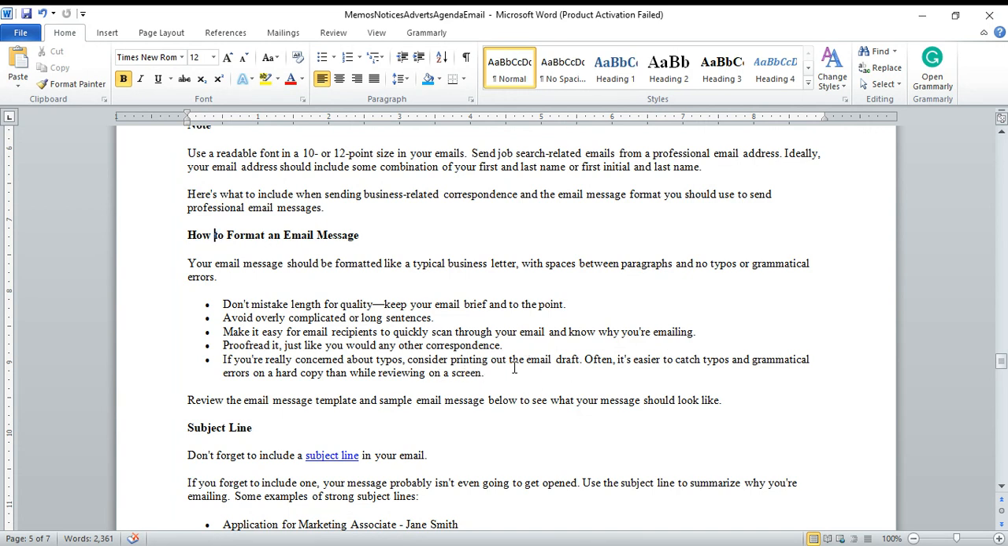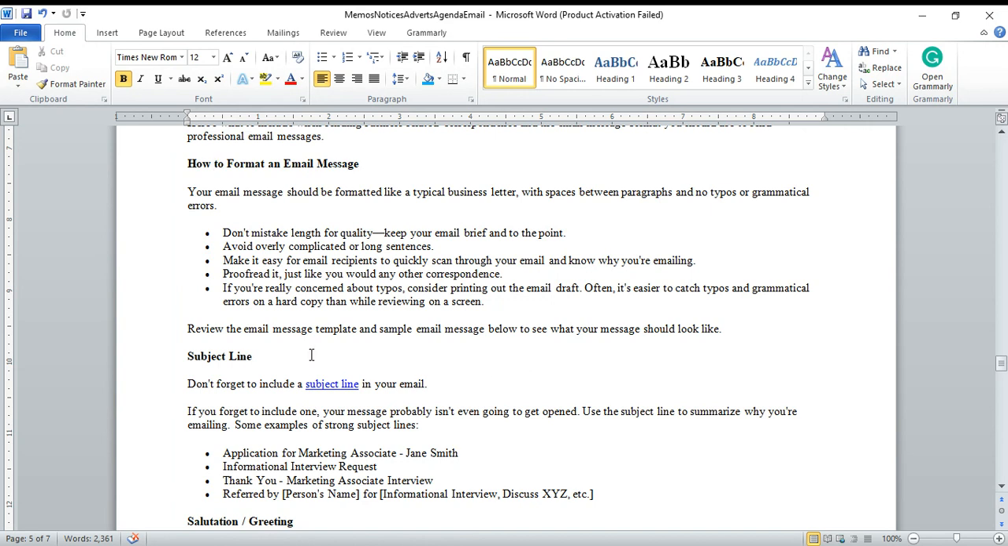Then proofread it, okay? So you check for spellings and you check for the meaning of words, the semantics. So just like any other business communication or correspondence, if you are really concerned about typos, consider printing out the email draft. Often it is easier to catch typos and grammatical mistakes in hard copy than while reviewing on the screen. Then review the email message template and sample email message below to see what your email should look like.